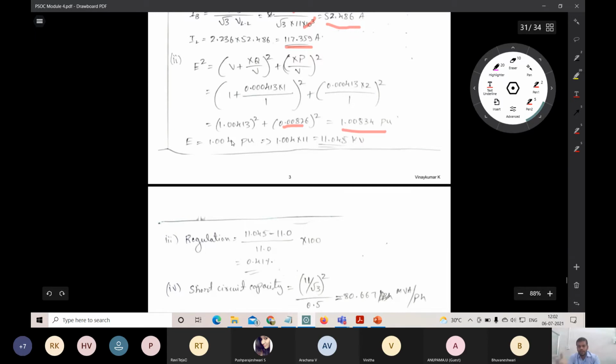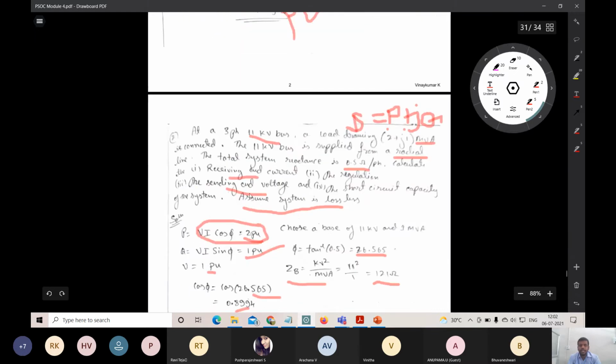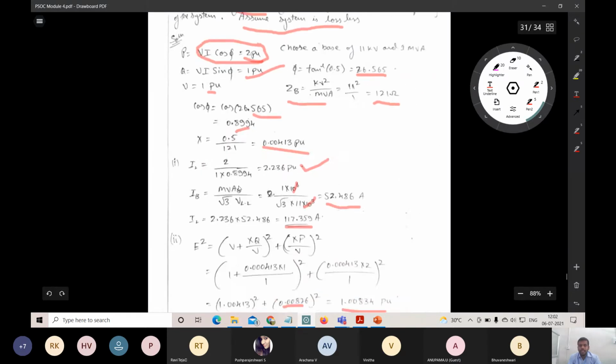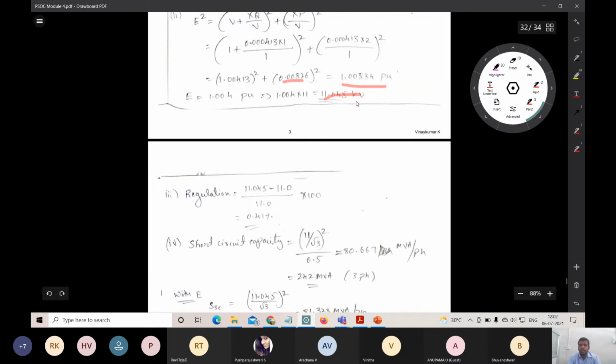If you want to convert the per unit value into a normal value, multiply with the real value. So for the 11 kV line, 1.004 times 11 gives 11.045 kV. So this is our sending end voltage. The actual line voltage is 11 kV, but the sending voltage is 11.045 kV.